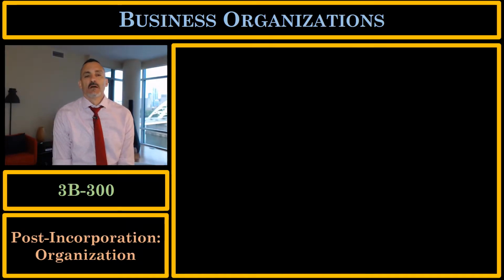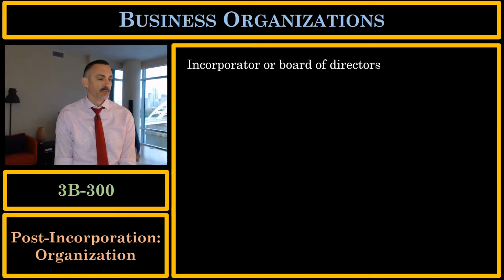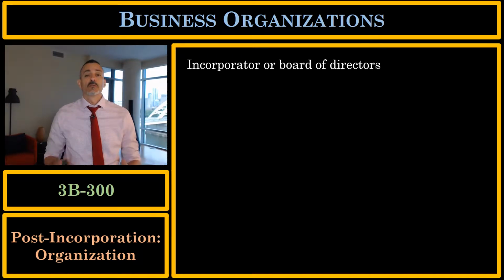All right, let's talk about post-incorporation organizational activities. These organizational activities can either be done by the incorporator or the board of directors. Remember what an incorporator is. An incorporator is someone who simply submits the articles of incorporation to the Secretary of State for filing, and in that submission to the Secretary of State, you will list this person or these persons as the incorporator. Once again, you, the lawyer, might be the incorporator.